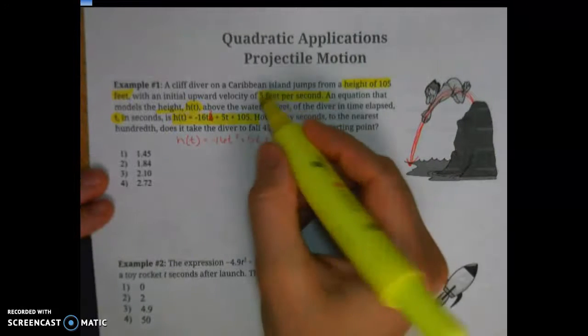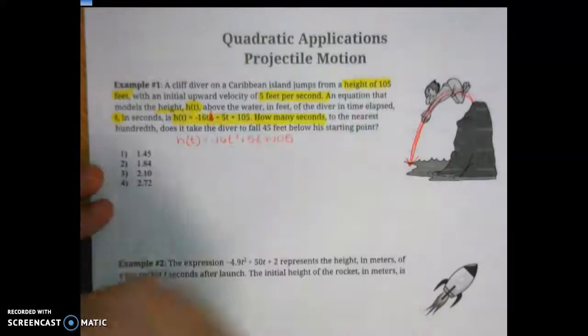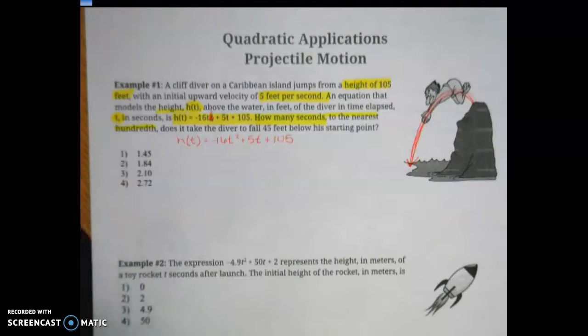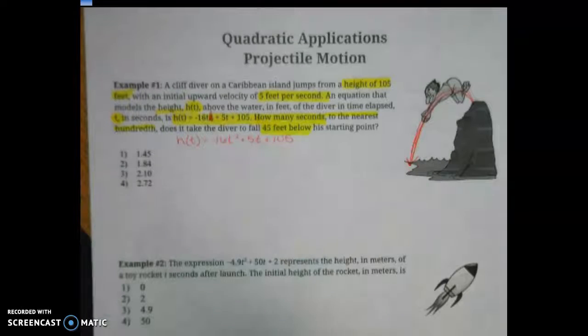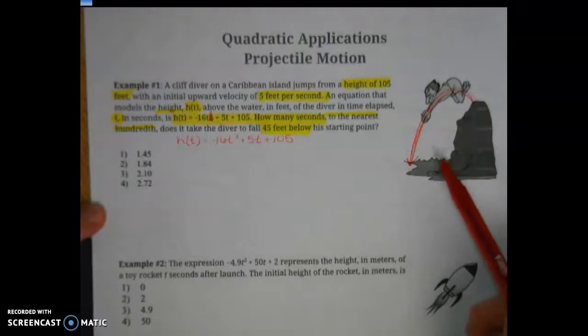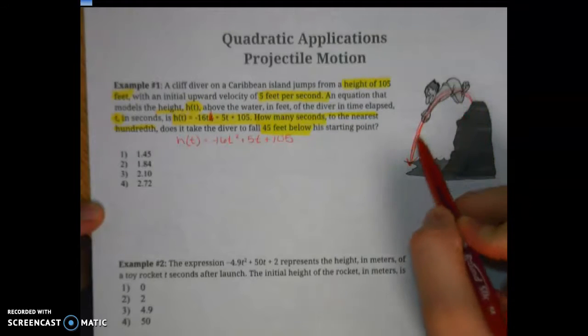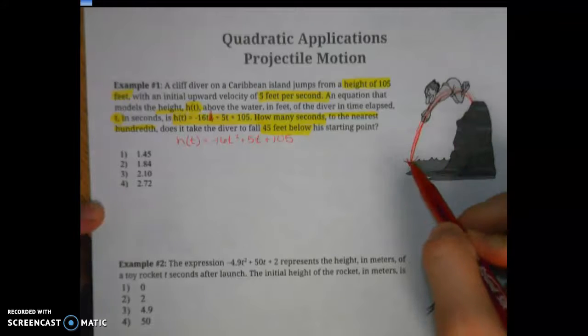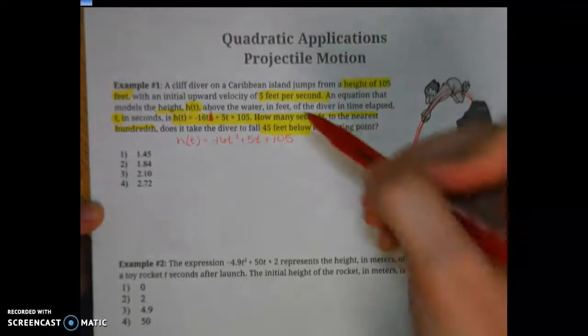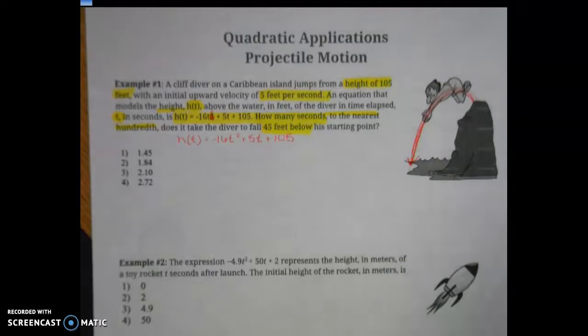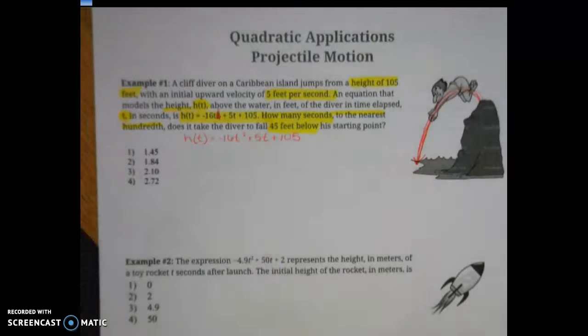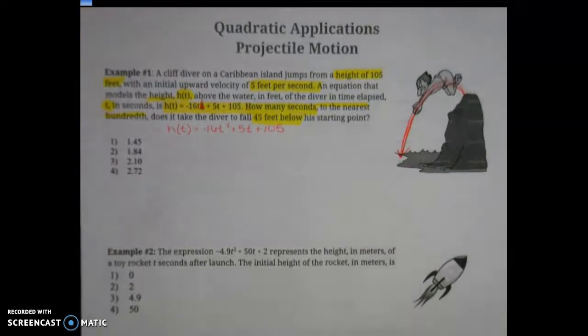So the question is, how many seconds to the nearest hundredth does it take for the diver to fall 45 feet below his starting point? Okay. So the reason this has to do with quadratic equations and the quadratic formula is we have a little picture over here of a man diving off a cliff, and you can see he jumps up, and when he dives down into the water it makes this parabolic shape, and the equation of a parabola is a quadratic equation. Okay, so it's going to have a negative a because it's an upside down frown, and this is the formula that represents the shape of his dive.